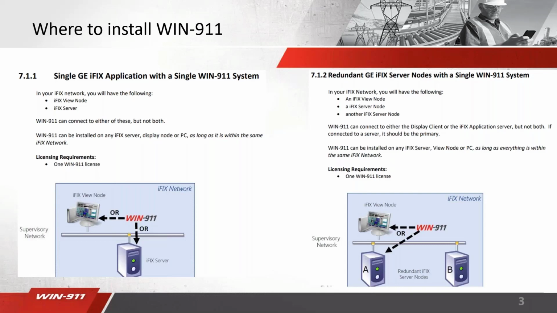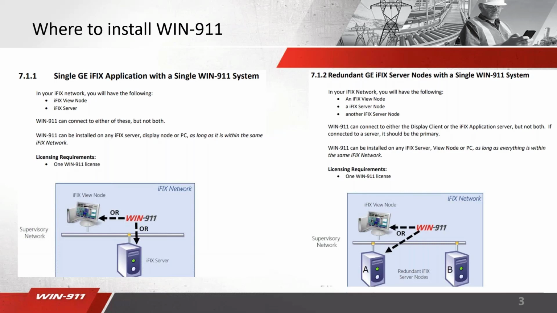So where to install WIN-911, and this is just directly out of our install checklist. This will be included in the resources screen that I have for you guys with links to a whole bunch of stuff. But you have a single GE application with a single WIN-911 system here on the left. We need to be installed either on that iFIX server or on the iFIX view node. Either one of those is fine, just not both.